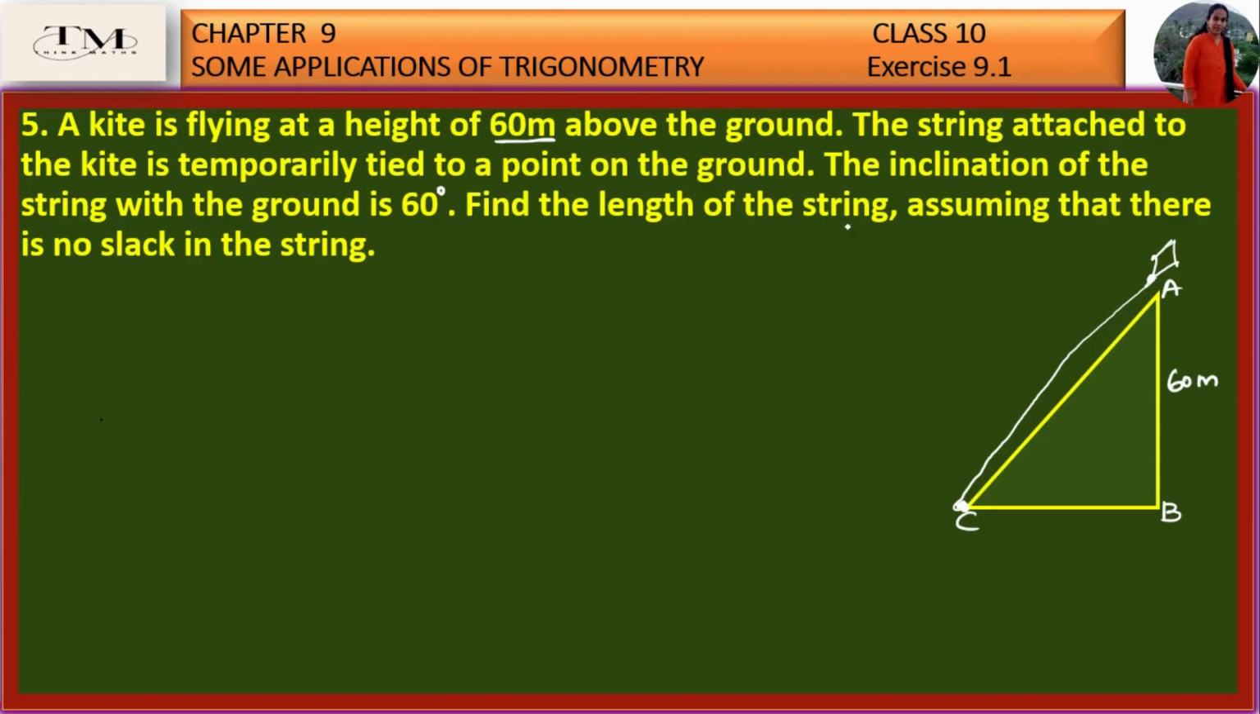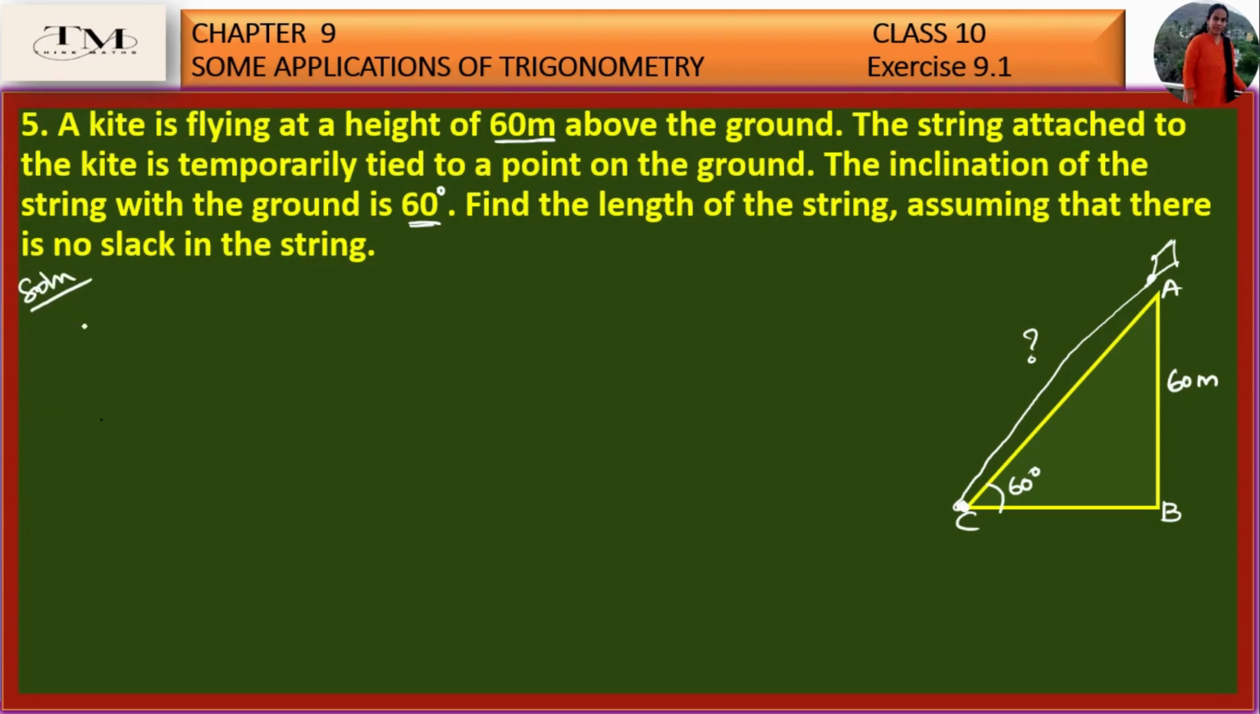What we have to find? We have to find the length of the string. We have to find AC. Then what is given? There is a 60 degree. What is that? The inclination of the string. So the string with the ground is 60 degree. So this is 60 degree. Now we have made the diagram. We have to find out AC. So what are all the things we assumed?